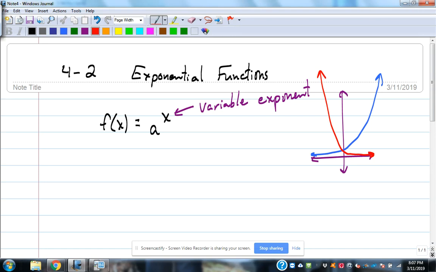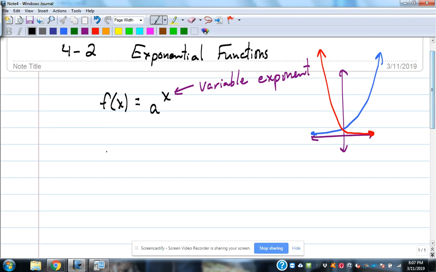Exponential functions have domains from negative infinity to positive infinity. All real numbers. The range is dependent upon the lowest value, but the domain is always that: negative infinity to positive infinity. You can always count on that. If it's an exponential function, the domain is going to be that.